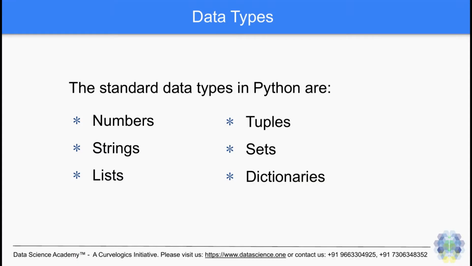Let us start by refreshing our memories of what we have learned so far about data types in Python. Data is stored and interpreted in Python as follows: numbers, strings, lists, tuples, sets, and dictionaries. We will focus on learning about strings.